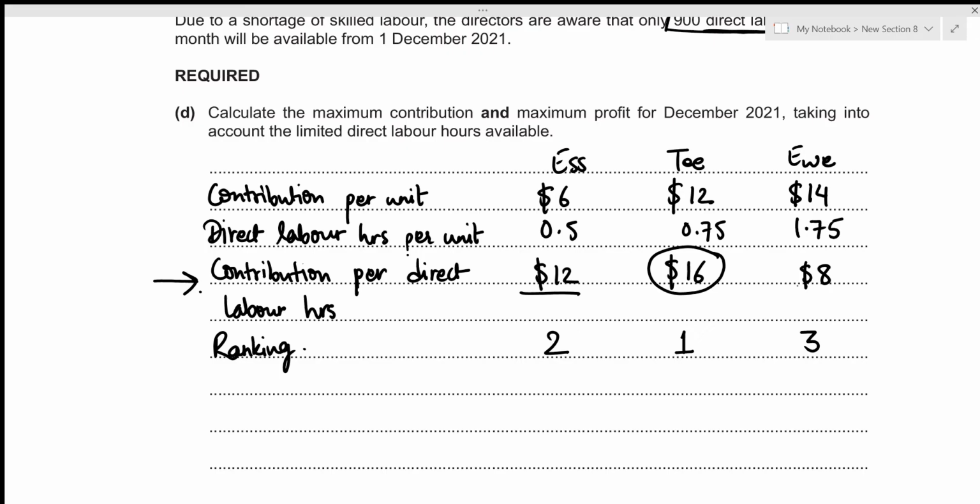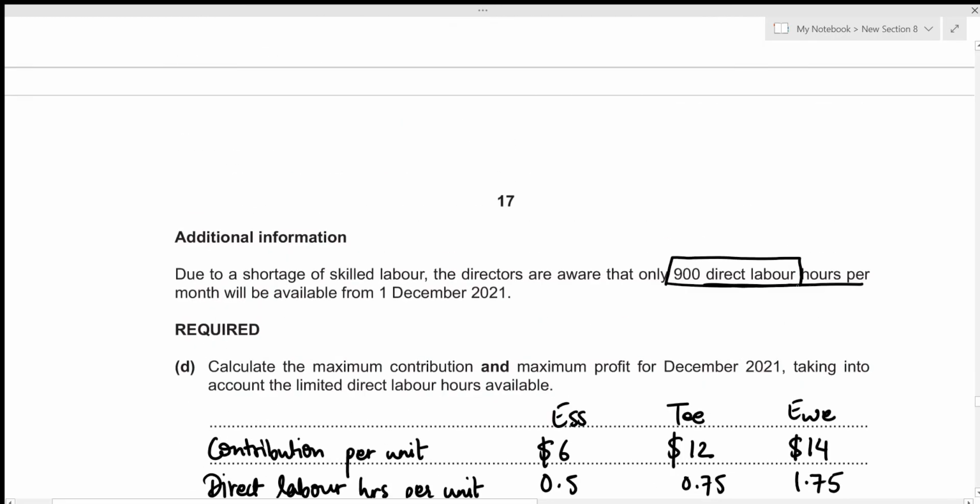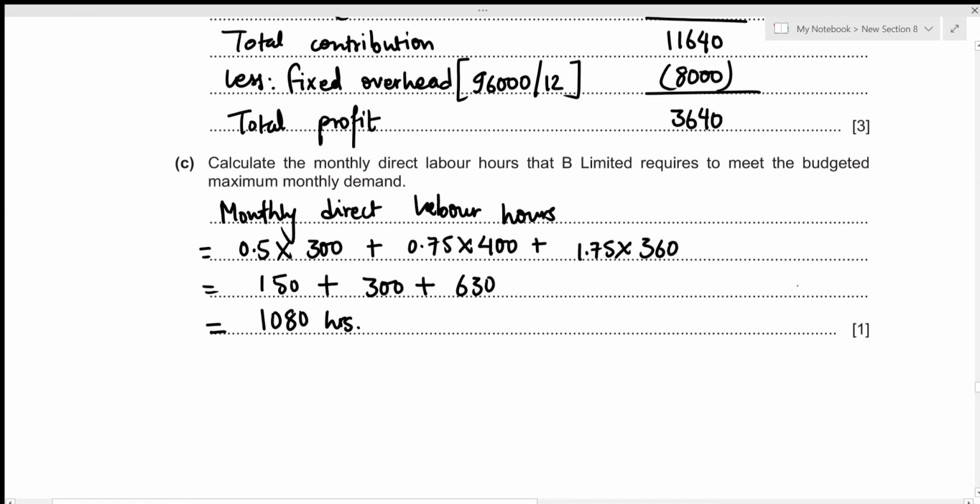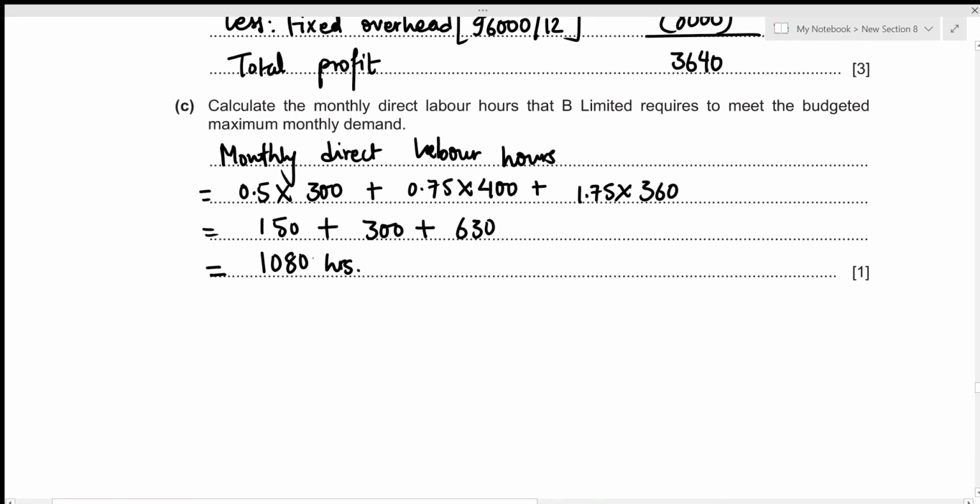All right. So prioritizing in this context is that we will be allocating the direct labor hours firstly to product T, then we will be allocating the direct labor hours to S, and then the remaining direct labor hours will be allocated to the third ranking product, which is E. So let's first allocate the direct labor hours. So we have 900 direct labor hours. And we know that for product S, we require 150. For product T, we require 300 hours. And for product E, we require 630.